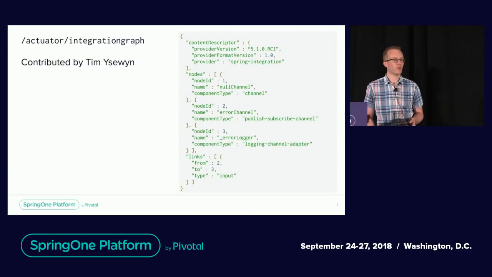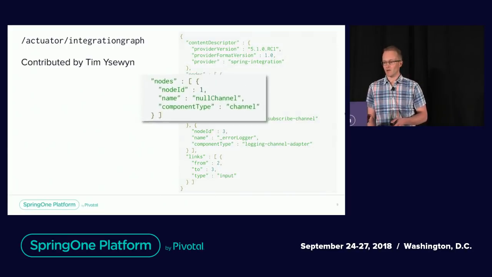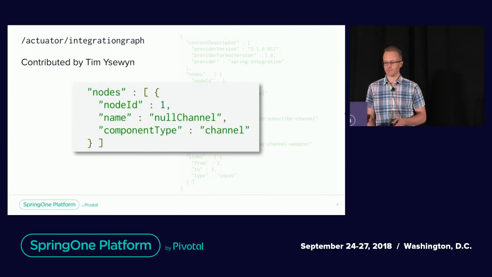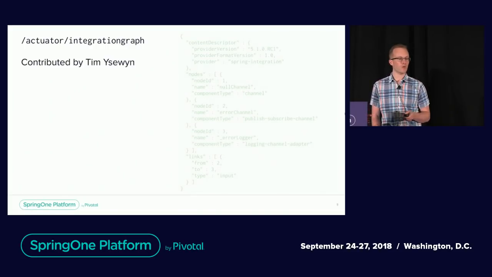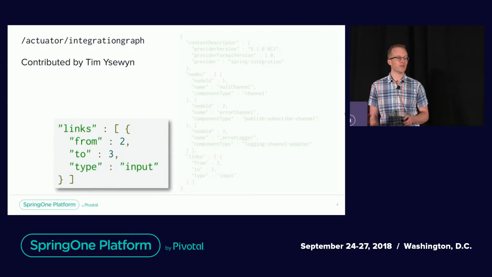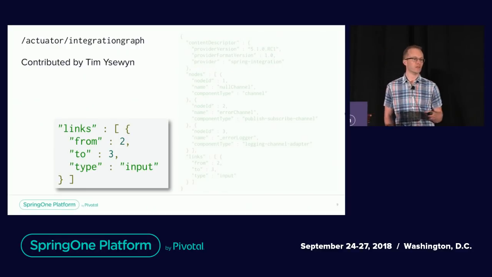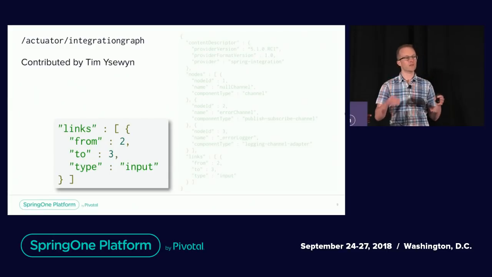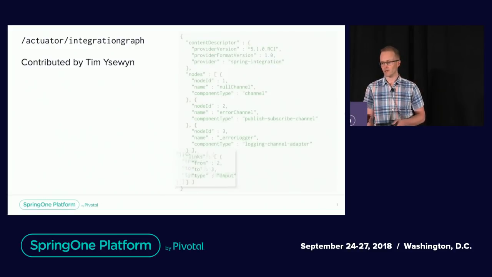It gives you information about all of the Spring Integration components that you're using and how they're wired together. So you can see here a node within the graph. In this case, it's a channel. It's the null channel. You'll get an entry like that for every component. And then you also get information about the links in the graph, which would allow something to visualize the graph. So you get information about all the nodes and the links, and you can take all of that information and plot the graph. Here we can see, for example, that node 2 is connected to node 3 in the graph.